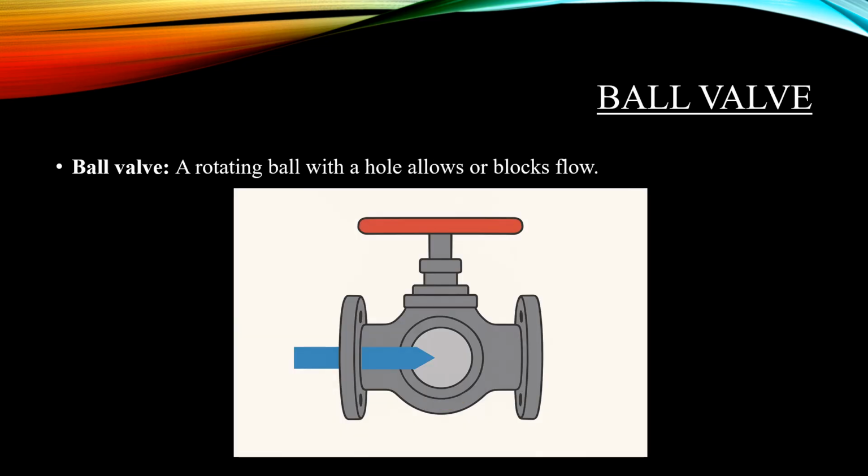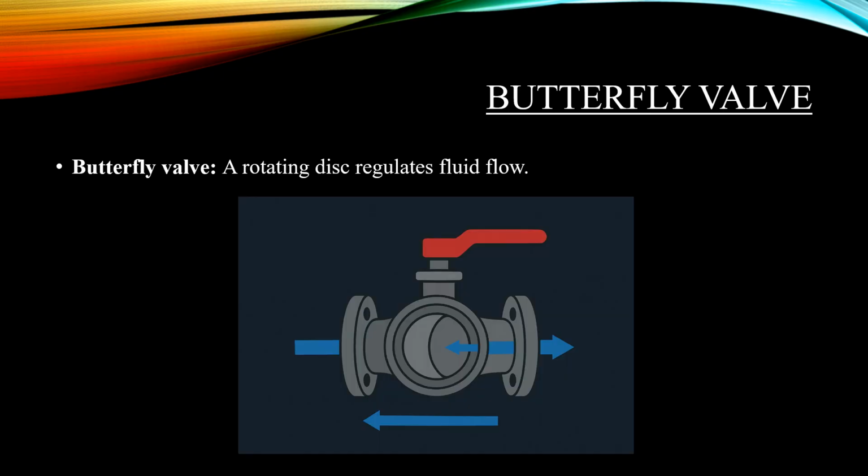Third valve is ball valve. So a rotating ball with a hole allows or blocks the flow. Here you can see the rotating ball, right? It just allows the flow rate of the fluid. Next, butterfly valve. Butterfly valve depends on the rotating disc which regulates the fluid flow. Here you can see that rotating disc in the image.